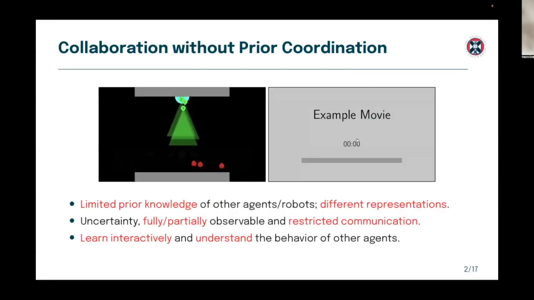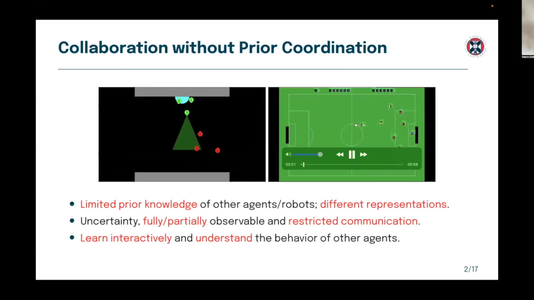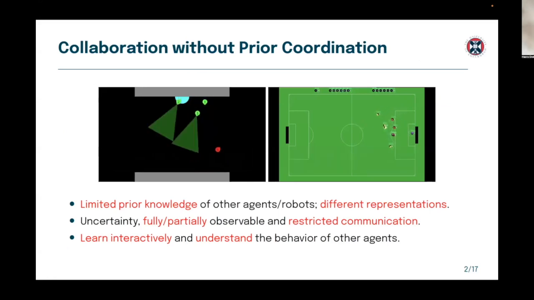When talking about ad hoc teamwork, we basically talk about collaboration of agents without prior coordination. For example, here you can see two domains. The first one is fort attack, where you have a team of guards trying to protect a fort from a team of attackers. And the second one is a soccer domain, where you have a team of offense players trying to score a goal against a team of defense players.